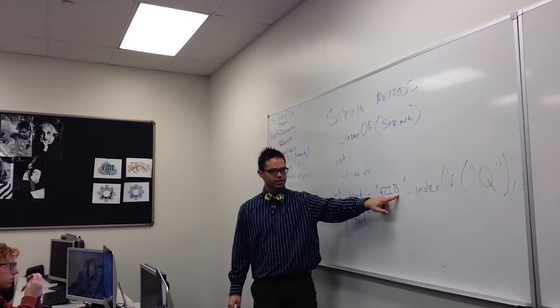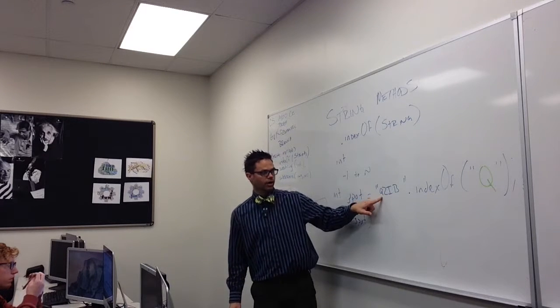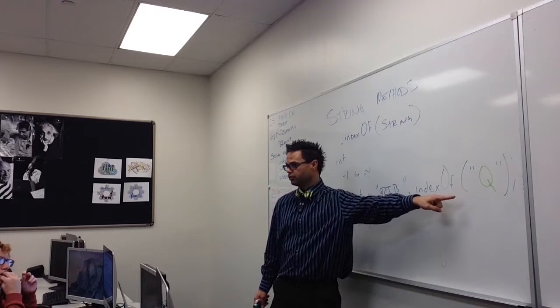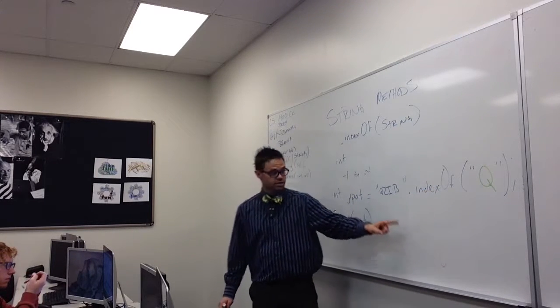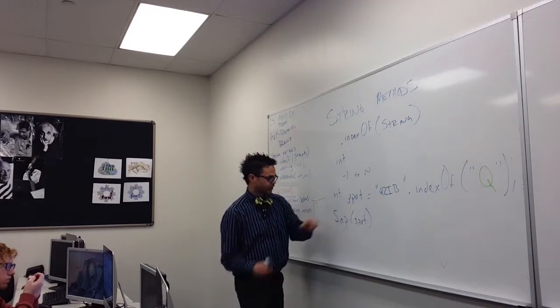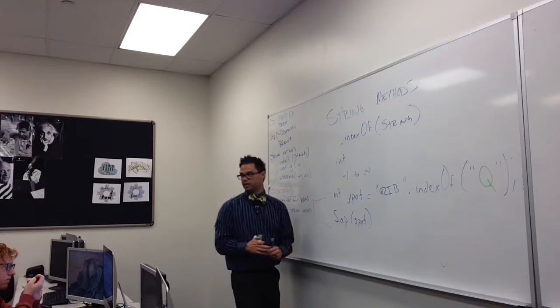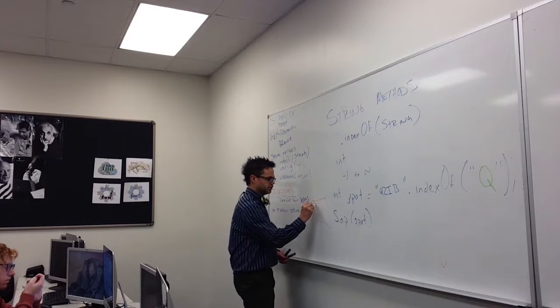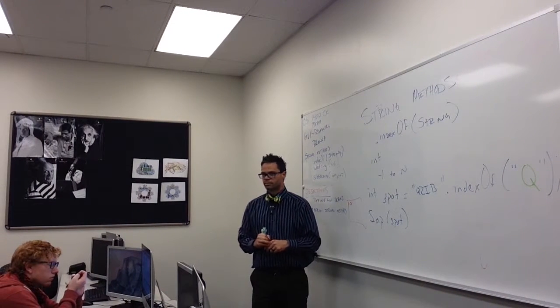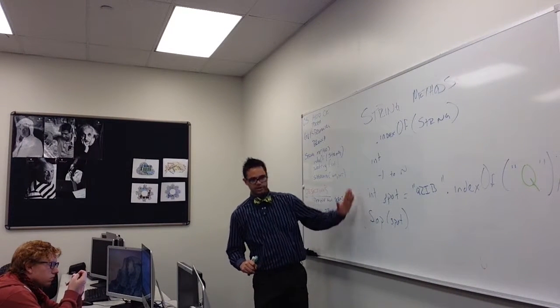So where is Q? 0. Oh, so quizib.indexOf Q will calculate 0, because that's the 0th spot, and shove it in here, and then instead of -1, we'll print out 0. So, pretty easy so far, yes?